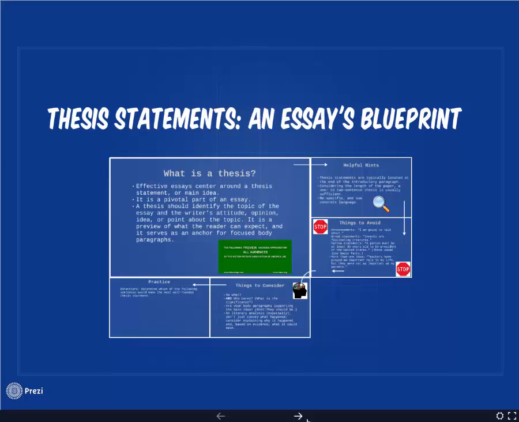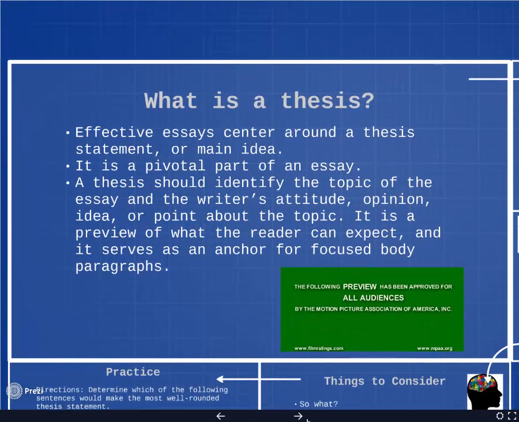Today I'm going to be going over how to craft a well-rounded thesis statement for your academic essays. Now, what is a thesis statement? Essentially, it is the sentence in your essay that basically sums up the main idea of the entire work. It's the pivotal part of an essay.